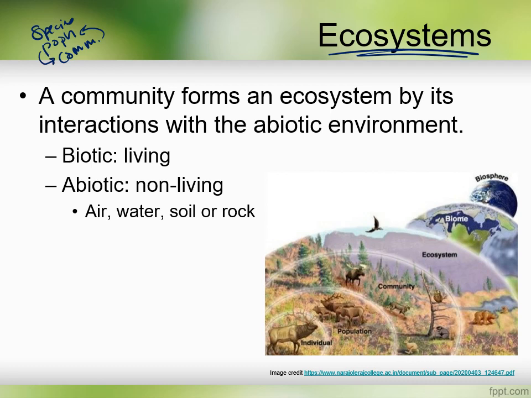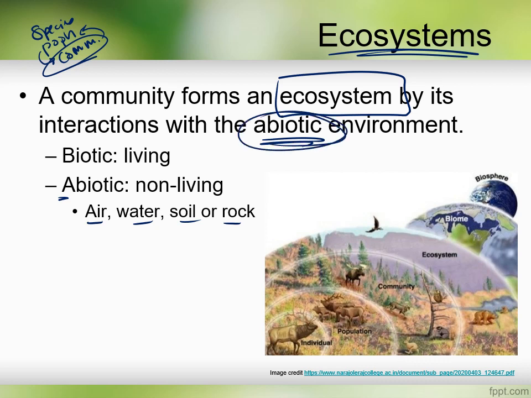That's a community, but they also are going to interact with their abiotic environment. Abiotic means non-living things in the environment like air and water and soil and rock, minerals, all the stuff that we need that don't come from other living things. This is going to be an ecosystem. So the community, all of the populations of all the living things, and then the non-living things in the environment, those interactions refer to ecosystems. Biotic is living, abiotic, that prefix a means without life, non-living.